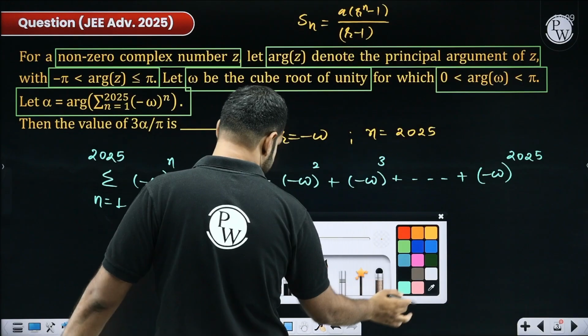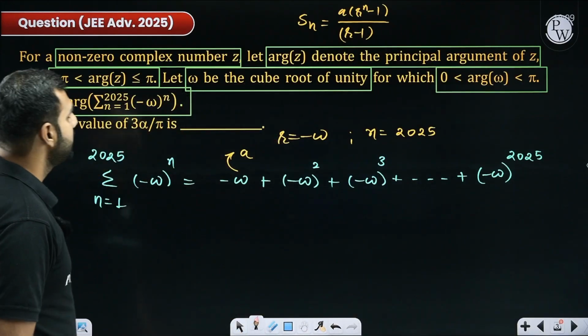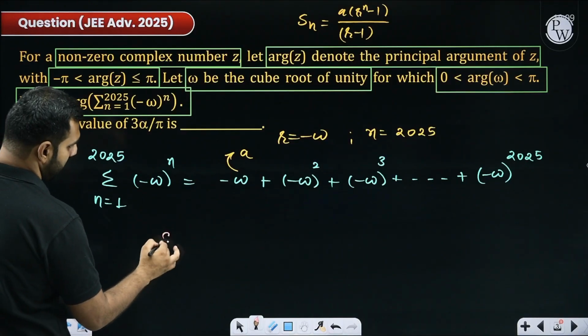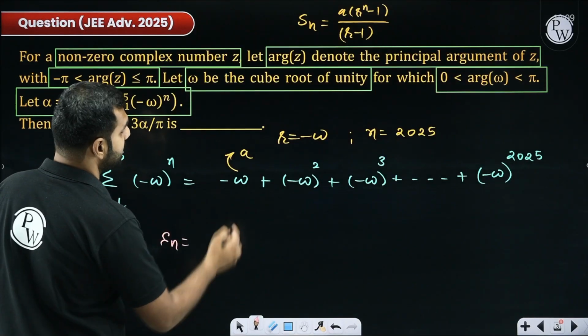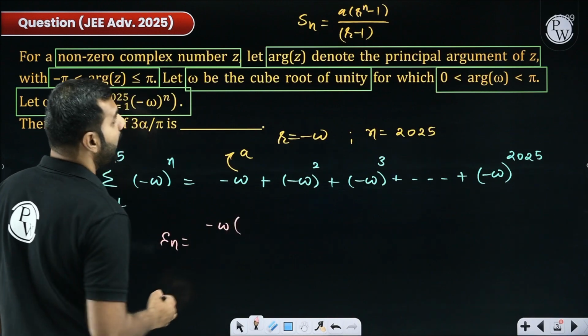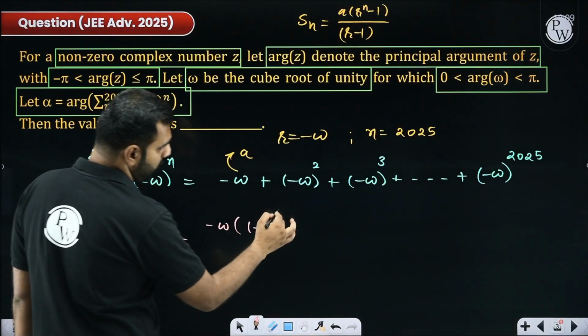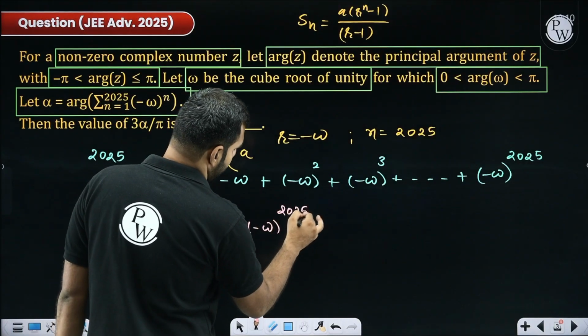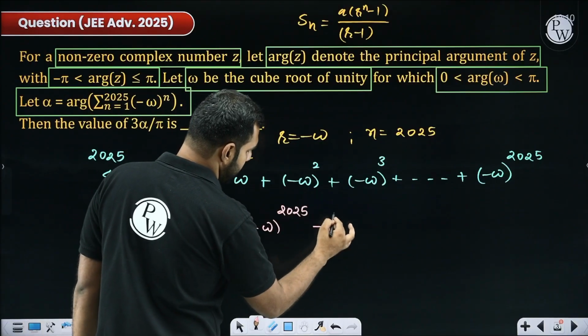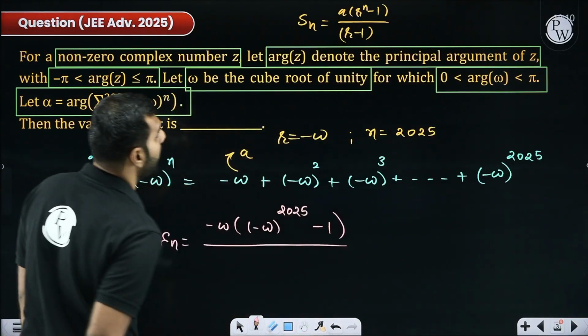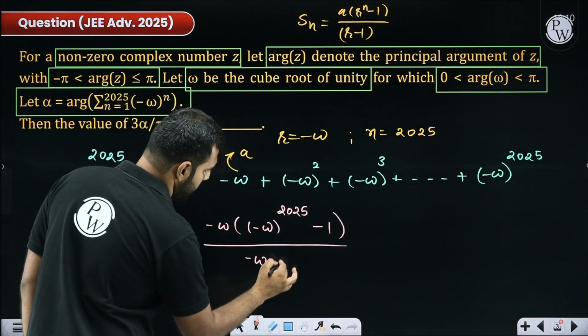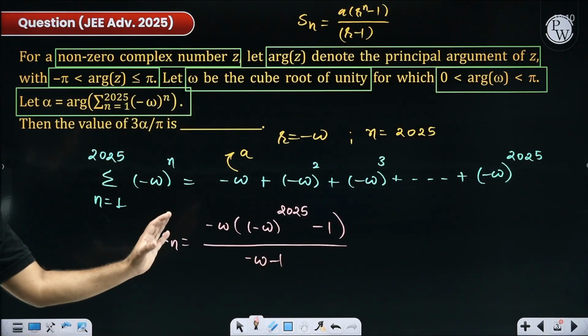How do we get that? Let's start working on that. So Sn will be given by A times r to the power n minus 1, whole divided by r minus 1. What is A? A is minus omega. What is r? It is minus omega, raised to the power n. What is n? The number of terms, which is 2025. Minus 1, then whole divided by r minus 1. Since r is minus omega, it is minus omega minus 1. Everybody got that?